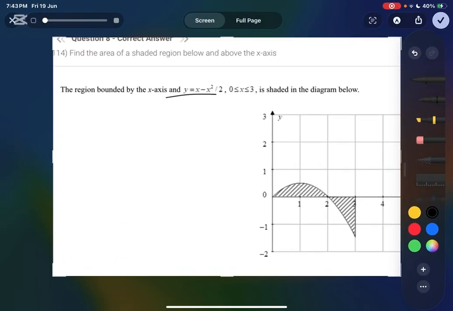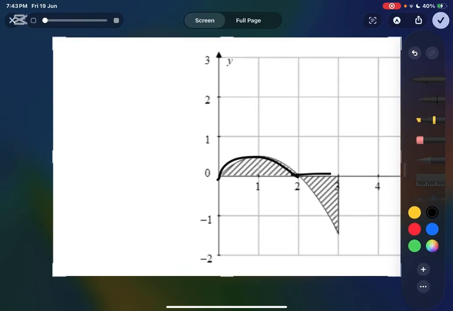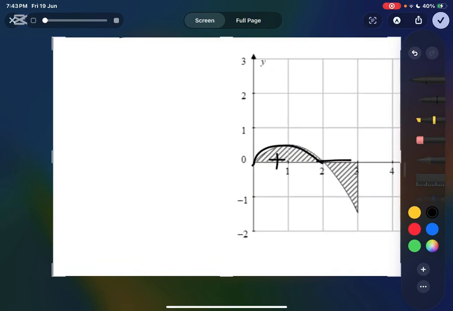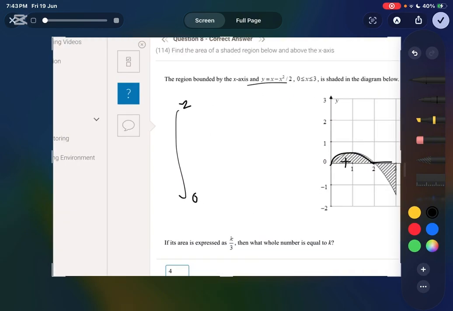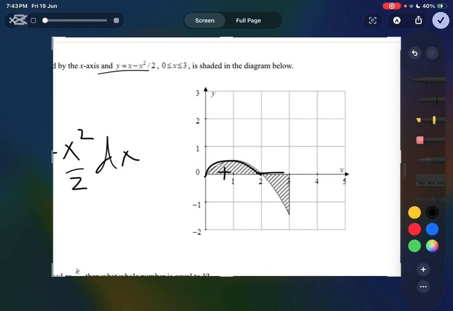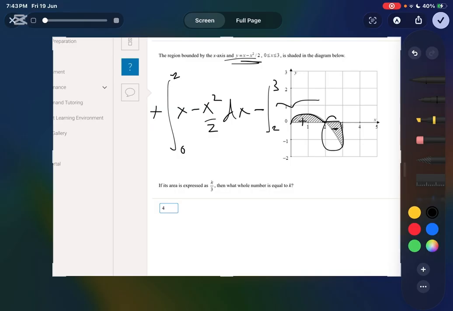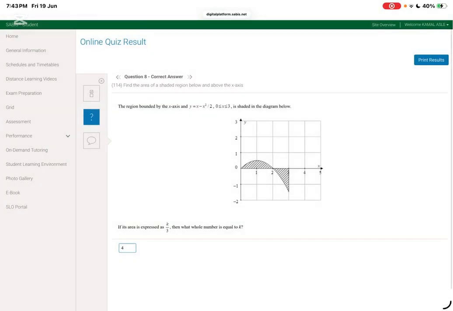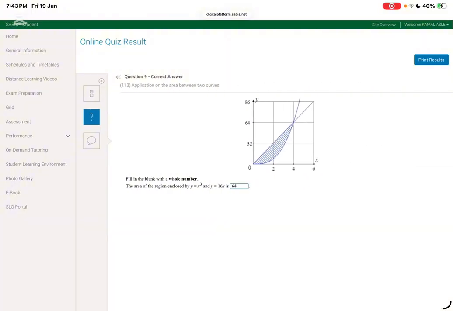We have from this to this and this to this. From 0 to 2 it is in the positive sense, so it's positive, of course. So positive of the equation x minus x squared over 2 dx, then minus, because this is in the negative sense, from 2 to 3. So the integral from 2 to 3 of this equation, you put it in the calculator and you get 4 over 3. Okay, question number 9, last and final question.